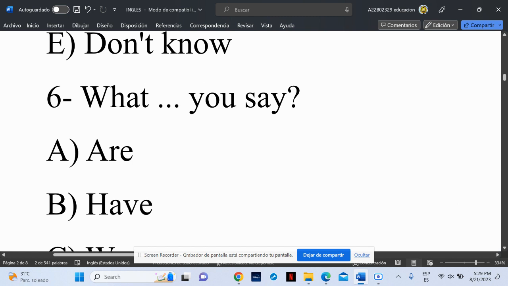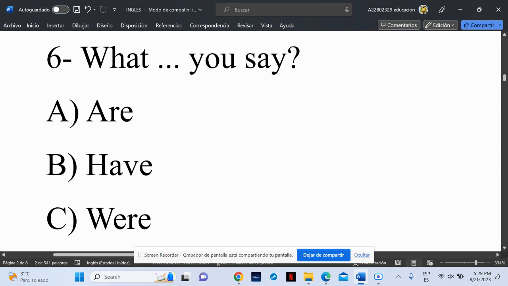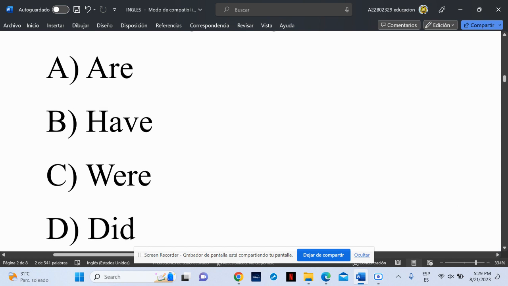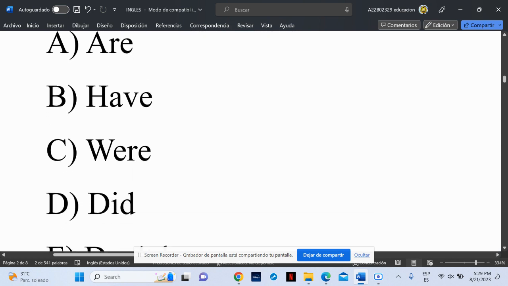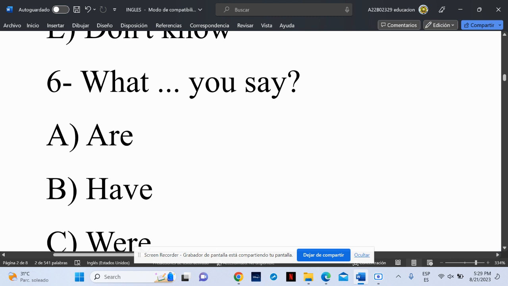For example, here we have: what are you saying? What have you said? That's incorrectly formed. The next one, letter C, what were you saying? That's incorrect. And the next one, what did you say? That's the correct expression for that question, as you see.